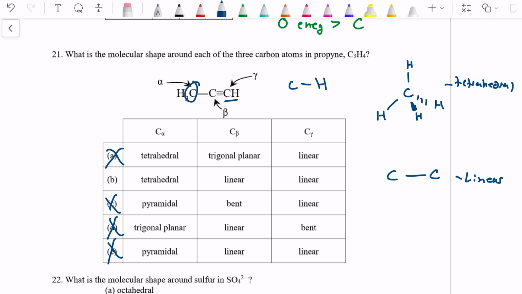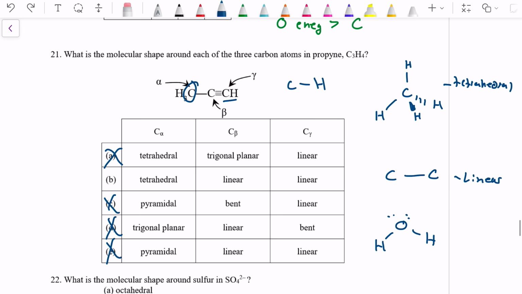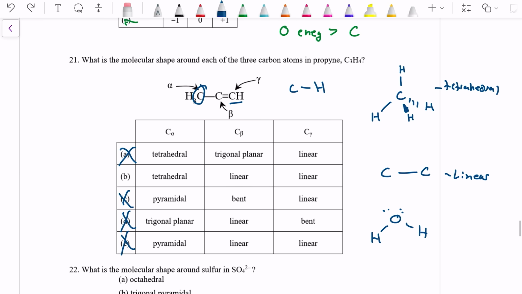If instead I had, I don't know, the reason you might get bent instead of linear, the best example is probably water, because if you get lone pairs, why would water be considered bent and not tetrahedral? Because technically it has 4 bonding regions. It's because we don't consider these as part of the molecular shape. Anyways, there are very simple graphs online. If you look up molecular geometry, I think it's pretty intuitive.